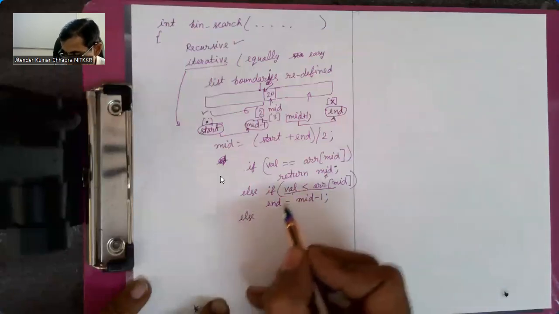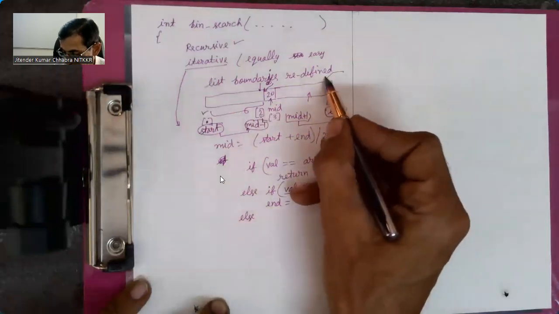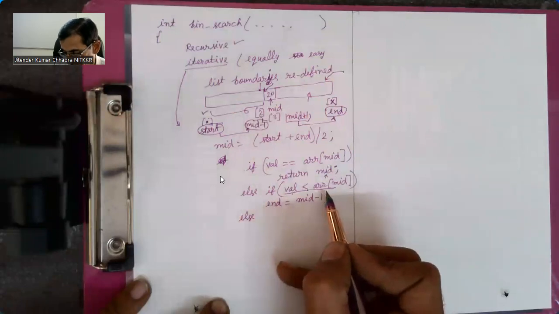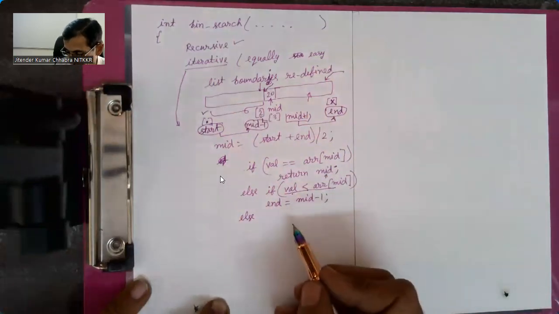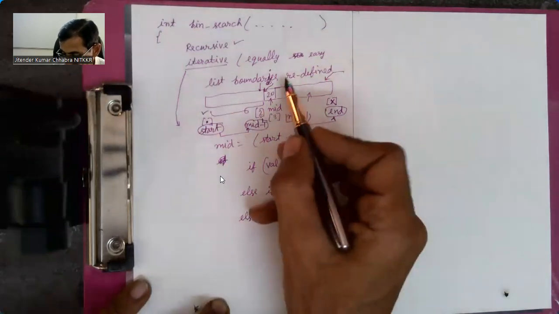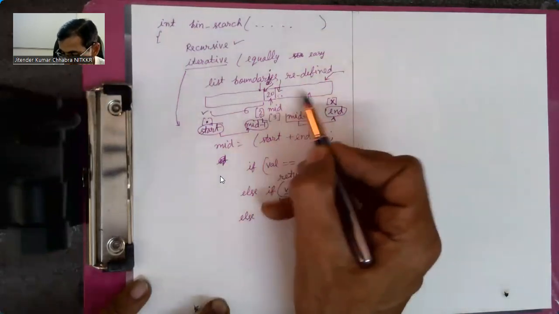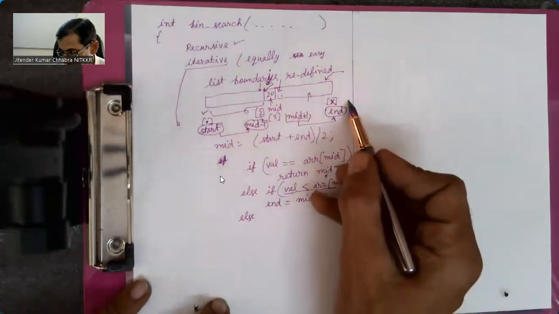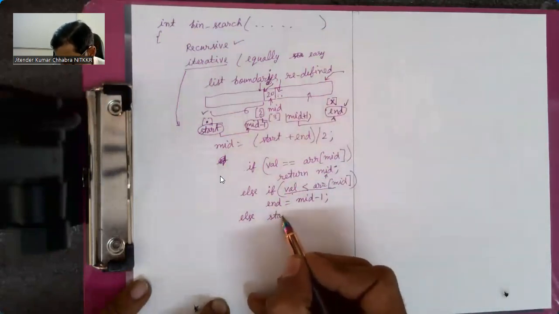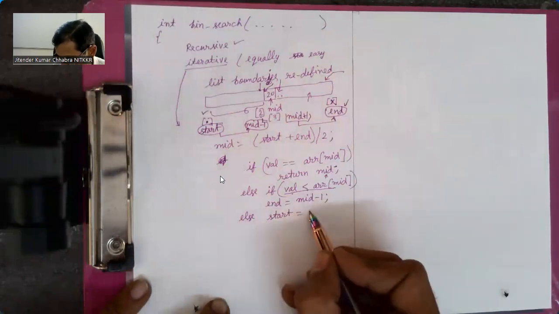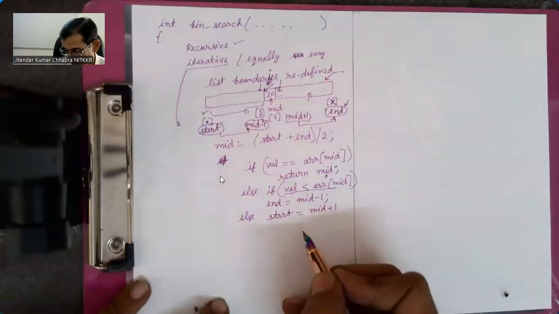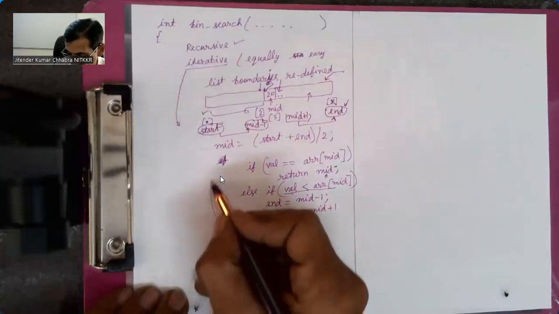Else what? Else I have to search into the right sublist because val is guaranteedly greater than array mid. So it has to be present, if at all present, in the right sublist. The right sublist starts with mid plus 1 and continues up to end. So the end boundary is okay. The start boundary has changed, so the start of the new list is now mid plus 1. And now what I have to do? I have to effectively repeat.